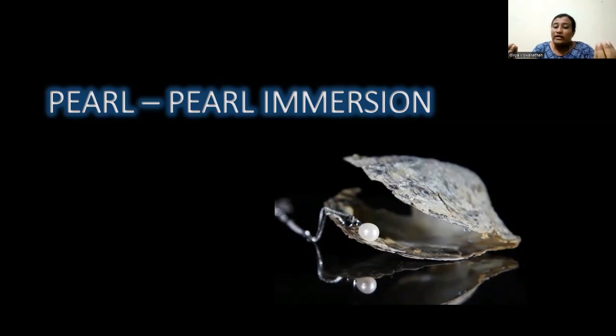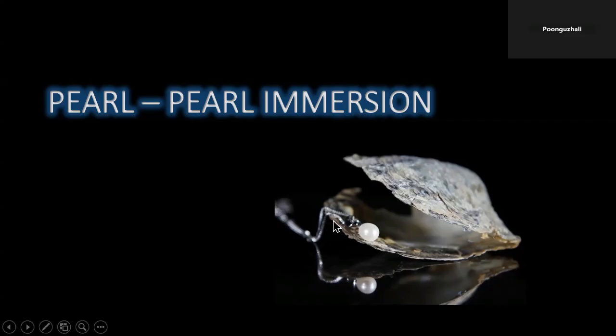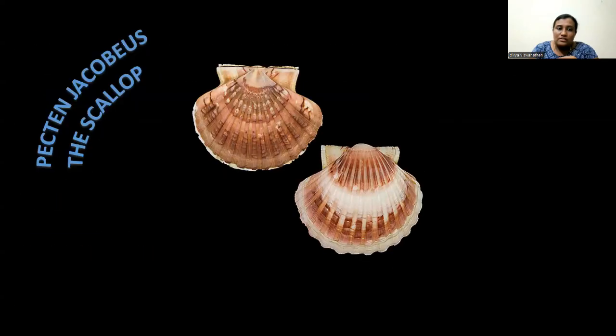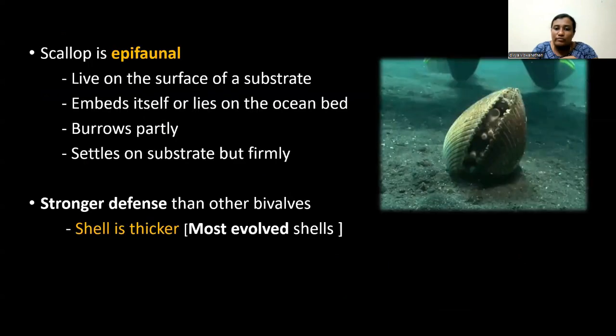So you will see all these features in this pearl: unique, valuable, all those things. That's why, while proving, all these pearls and gemstones they immersed in water, and that water only they proved, not the pearl or gemstones as such, because the person can't crush it, because it is so valuable, for the sake of proving. So this is about pearl, and this is Pecten jacobaeus.